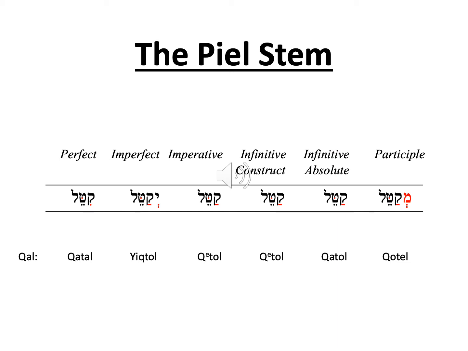Here is the entire Piel verbal paradigm. Again, you can see the repetition of qattel. The Piel has a hireq in the perfect, but all other stems have a patach. Again, distinguishing the Piel from other stems is the schwa followed by a patach, or the schwa under a mem followed by a patach. You can see this is quite different from the Qal stem.